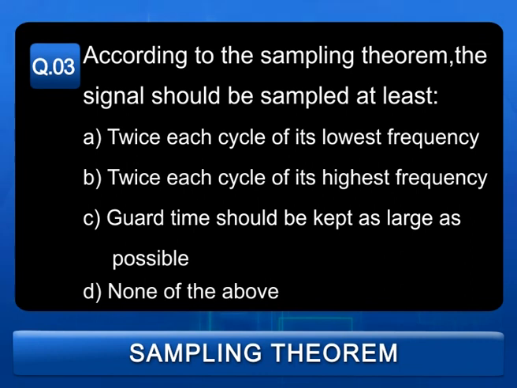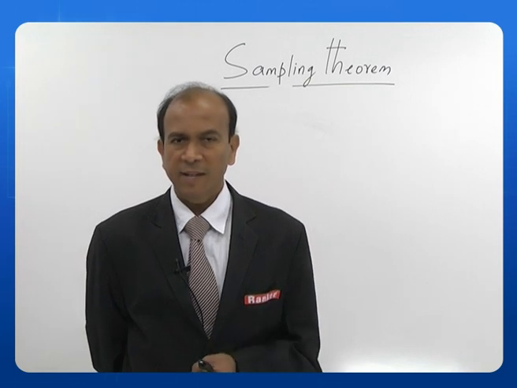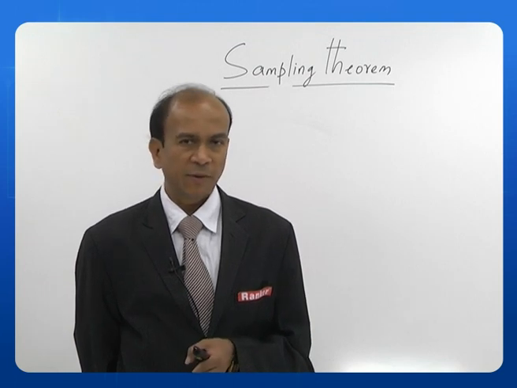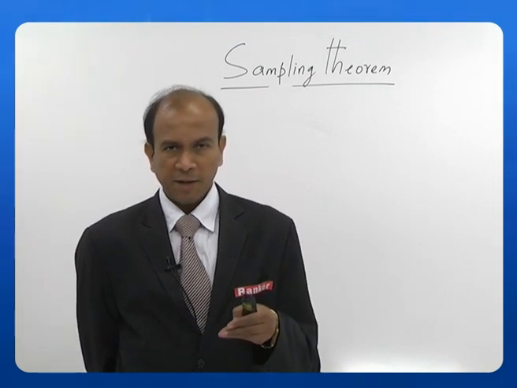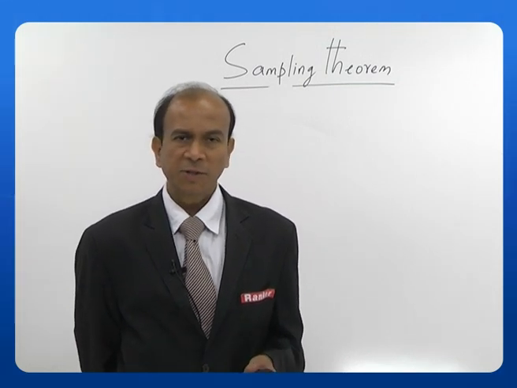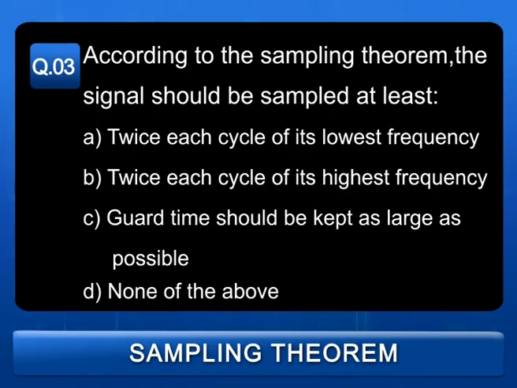Let us see the third question. According to the sampling theorem, the signal should be sampled at least A. twice each cycle of its lowest frequency, B. twice each cycle of its highest frequency, C. the guard time should be kept as large as possible, and D. none of the above. We have always said the sampling frequency must be greater than twice the maximum frequency. So, the question is a little bit confusing. A is a trap, actually we should not fall into A, and C also happens to be somewhere nearer to the answer, but it is not correct also, because the answer is precise, and that is B.